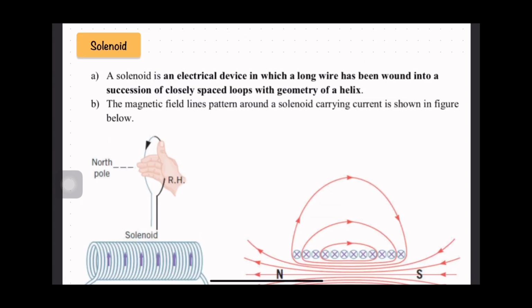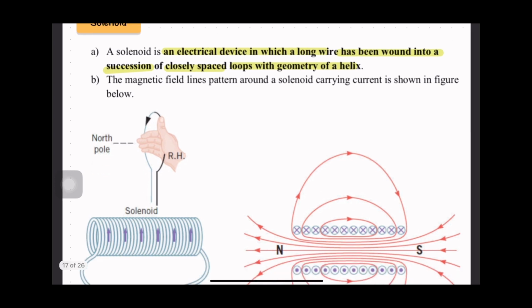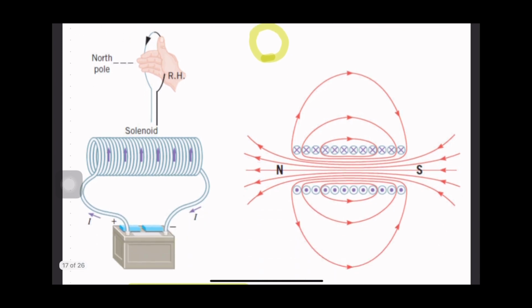Okay, a solenoid is an electrical device in which a long wire has been wound into a succession of closely spaced loops with the geometry of a helix. That is the difference from a circular coil. A circular coil has only one round, but a solenoid is made from many rounds and forms a helix. Okay, so it looks like this.